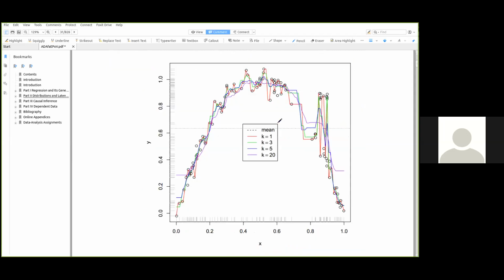I had a doubt. Like you said, based on the value of k, this function will be smoother, and a smoother function would lead to overfitting too. Is there any limit, or how do you control that? Actually, it's the other way around. See, it's the other way around.